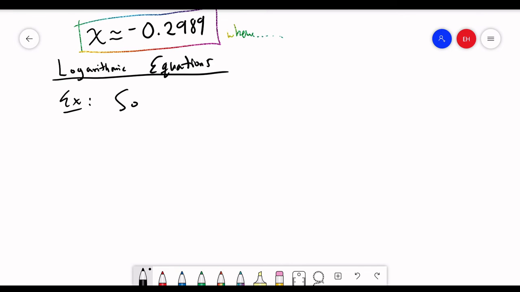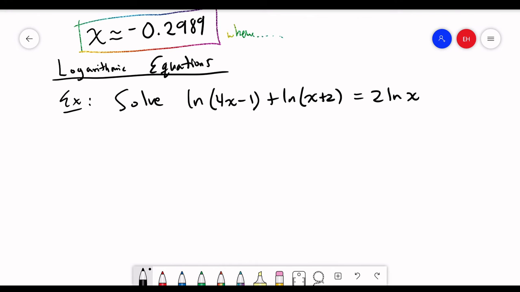Okay, first example for you. Natural log of 4x minus 1 plus natural log of x plus 2 equals 2 ln x. My thought process is I want to get ln equal to an ln, and then I can set the insides equal to each other. So I just want one ln. So how do I combine two natural logs that are added? Well, remember, we can smush them together as long as we multiply the insides. So on the left side, I'm going to get ln of 4x minus 1 times x plus 2.